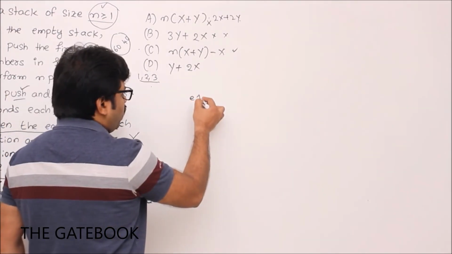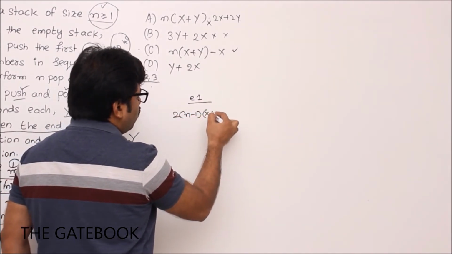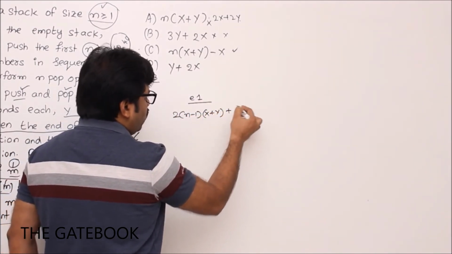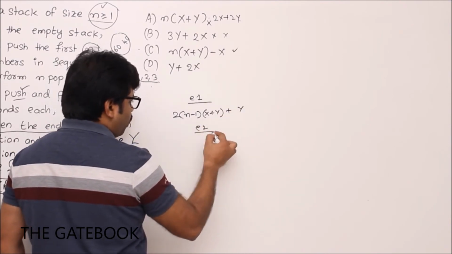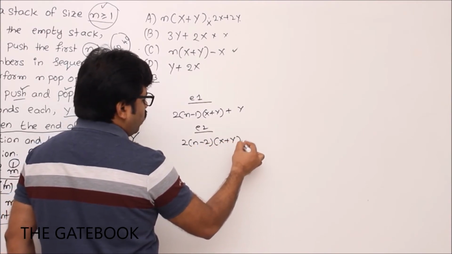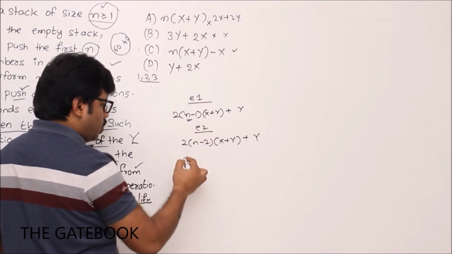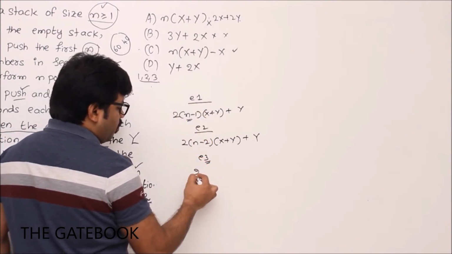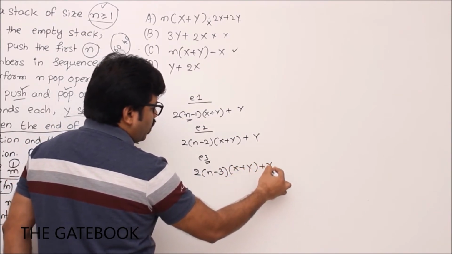Element number 1. What was that? 2 into n minus 1 into x plus y plus y, isn't it? For element 2, it is 2 into n minus 2 into x plus y plus y. Only this variable n is changing, right? Here it is n minus 1, here it is n minus 2. Then for element 3, it will be 2 into n minus 3 into x plus y plus y, and so on.